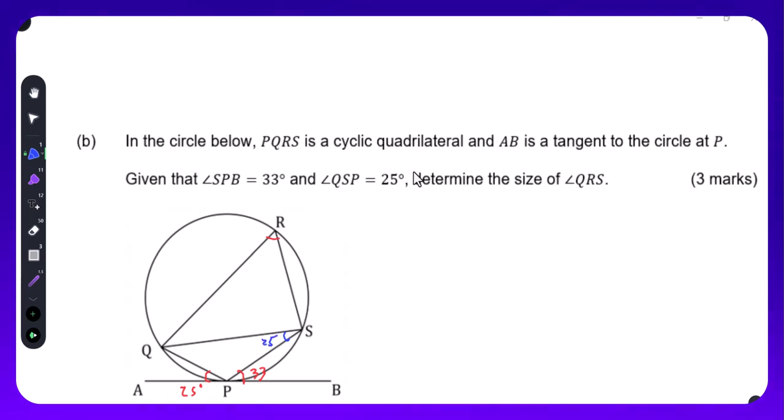So remember, whenever there's a tangent point, the angle in between the triangle and the tangent on the outside on one side will be the inside on the other. So that one's going to be 25, and then the other one over here is going to be 33.